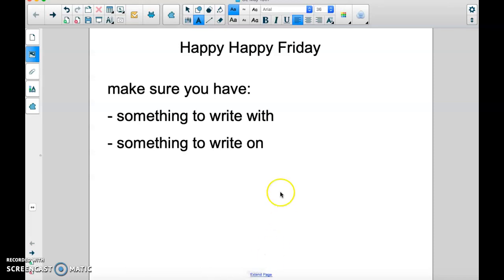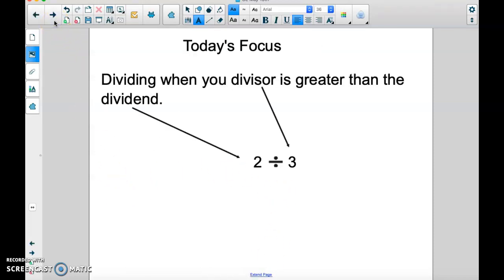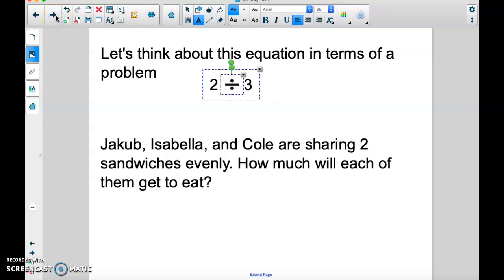So make sure you have something to write with and something to write on. We are going to focus on dividing. When your divisor, so in this case the 3, it's always the second number, is greater than your dividend, or the first number. Okay, so let's think about this 2 divided by 3, but let's put it into context, right?